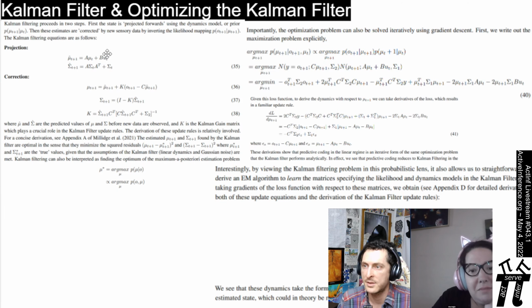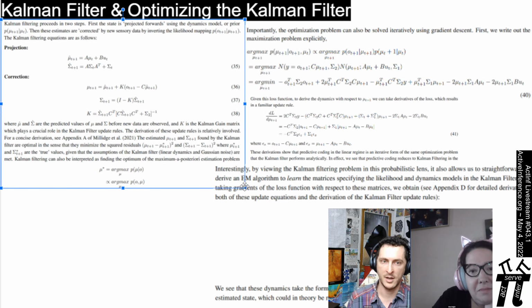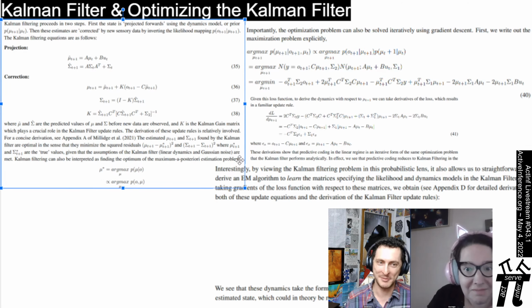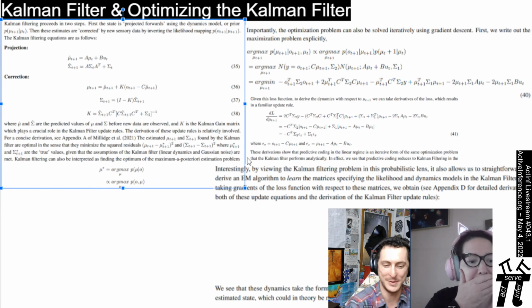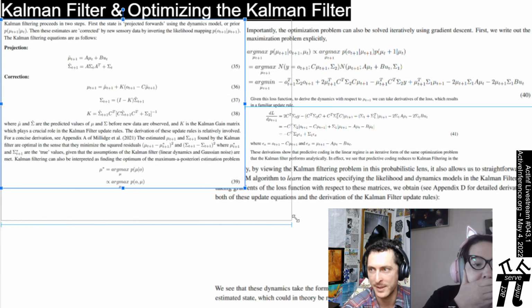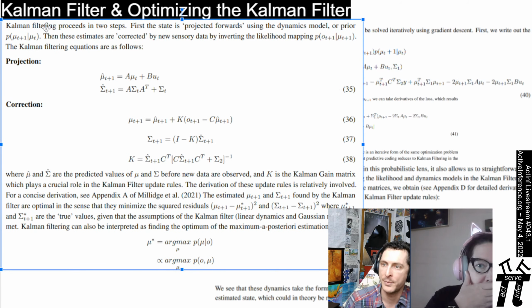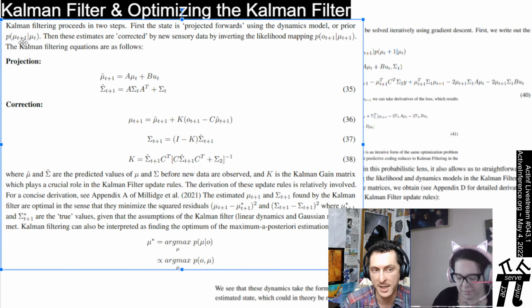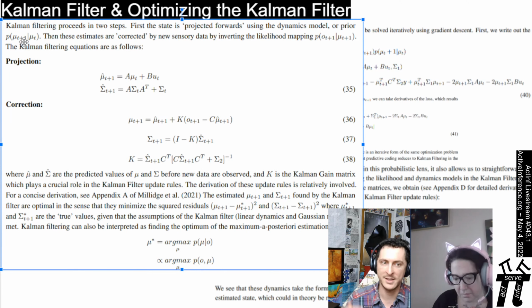So yes. Let's just look at some of their writing, but these are like the smaller the formalism, the less we've paid attention to it, and the more that we would love to know about what it actually means. But let's pick up above their 35. They write, Kalman filtering proceeds in two steps. First, the state is projected forwards using the dynamics model, or prior, and that's the P of mu t plus 1. That's the mean at the next time step, conditioned upon the mean at this time step. So that's like what is going to happen next, conditioned upon how it is now.